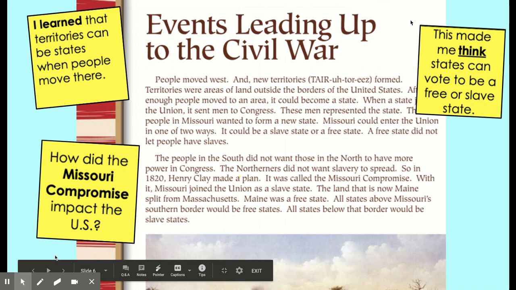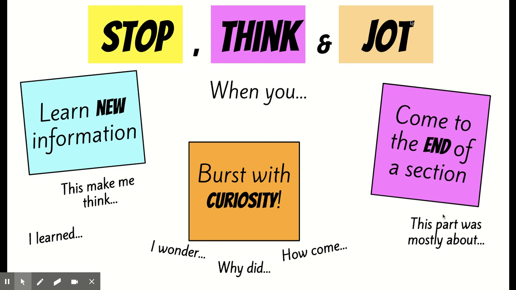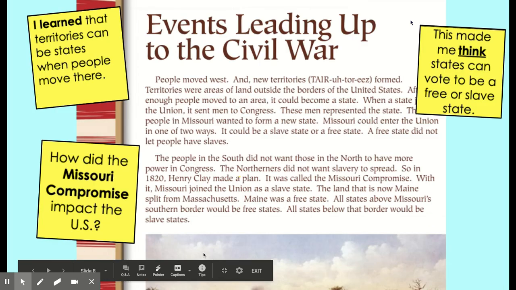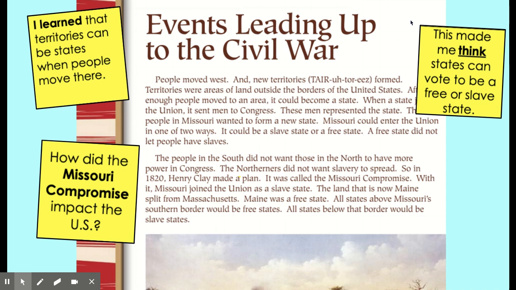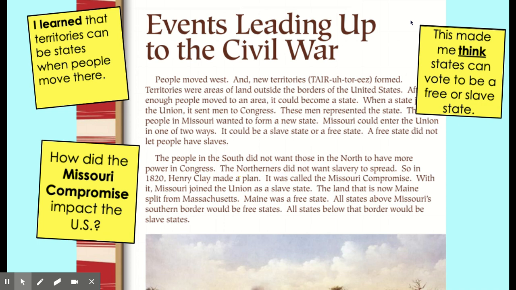So now that I've finished this section, I need to really stop and think about what this is mostly about, this last jot right here. When I come to the end, what is this part mostly about? So I'm going to use my stop and jots that I have so far to help me think about the main idea or what this whole section was mostly about. What did the author want me to know as a reader? So I'm going to look over my jots.